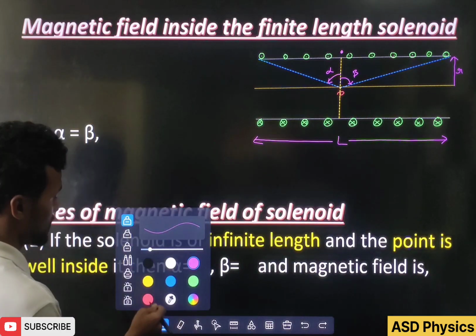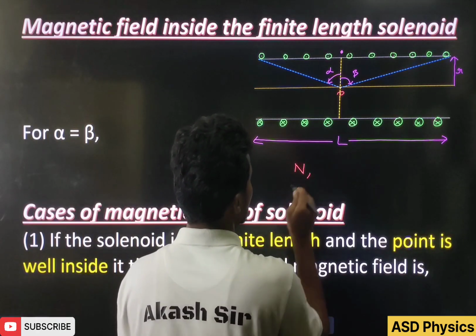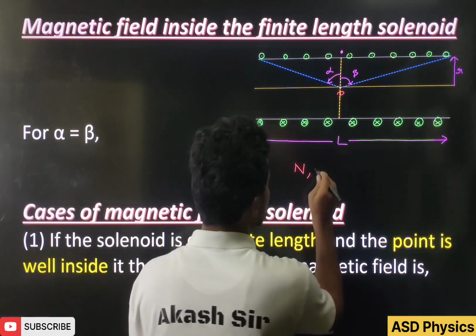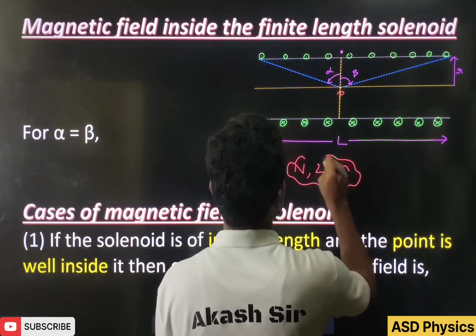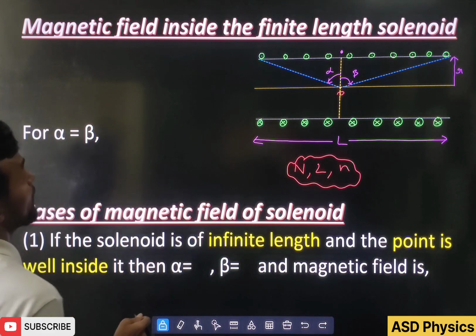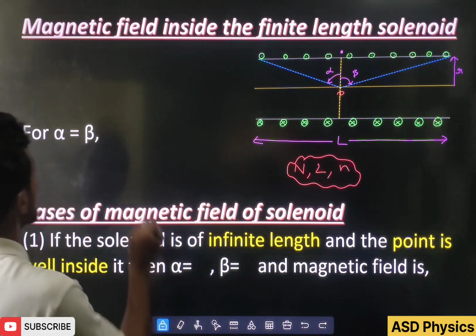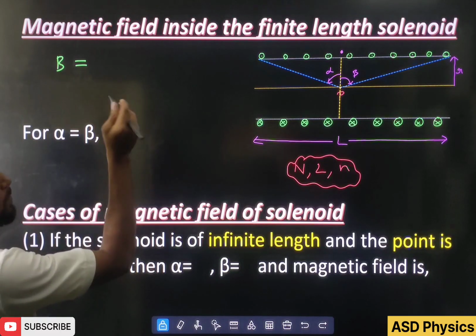In this situation, remember that if the total number of turns of the solenoid is N, length is L, and number of turns per unit length is small n, that we know very well. So in this situation, the magnetic field inside the finite solenoid is given by, remember that here it is air medium, you can write B naught also, but I will write B.